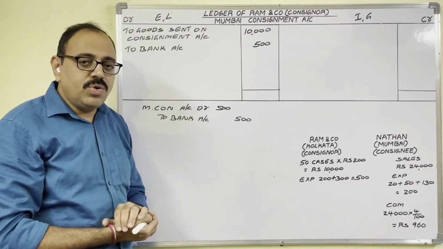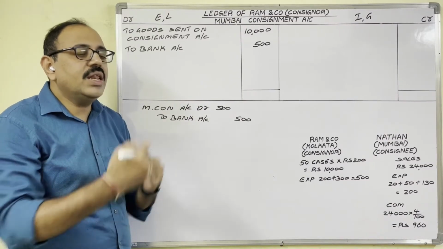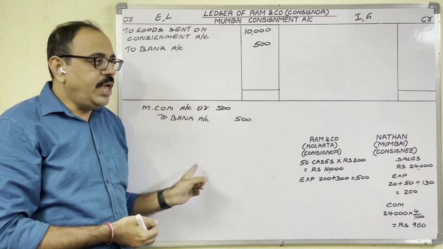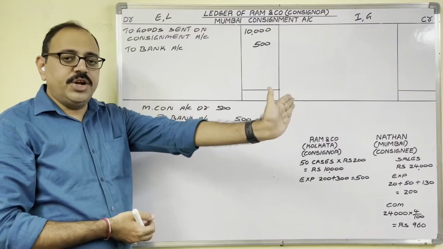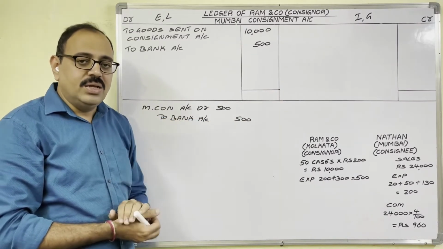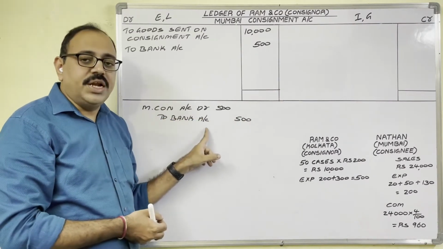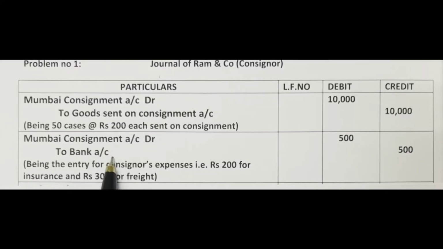What is personal account rule? Debit the receiver, credit the giver. So we are paying money through our bank account. So bank is paying this 500 rupees. Bank is a giver. That is why bank account is credited. Mumbai consignment account debit to bank account 500. Narration: being the entry for consignor's expenses, that is 200 rupees for insurance and 300 rupees for freight.